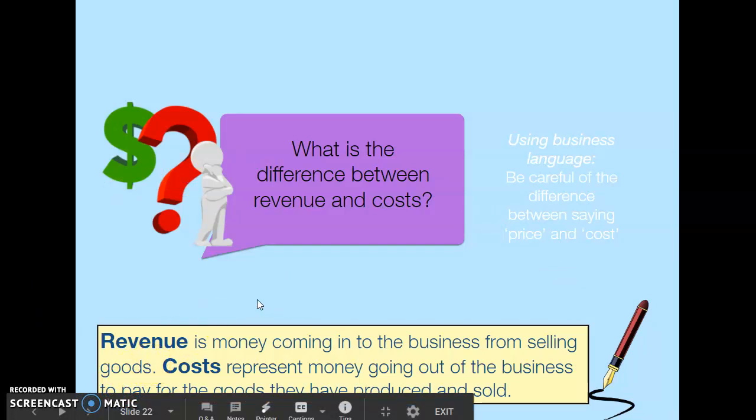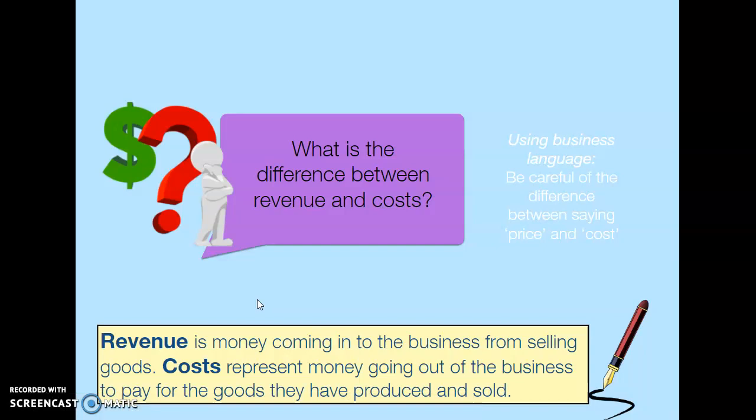Costs, on the other hand, represent the money going out of the business to pay for goods that they have produced and they have sold. So revenue is the total outcome of us selling something. But the costs that we have to take into account are all those things that we had to pay for in terms of selling those goods.